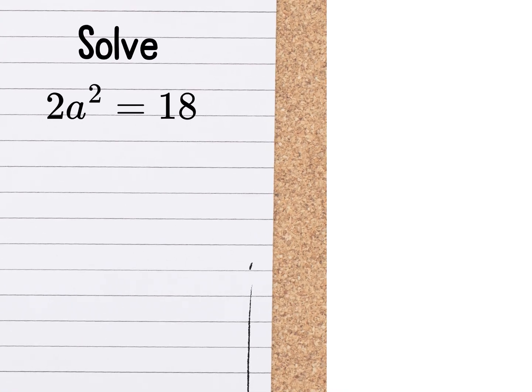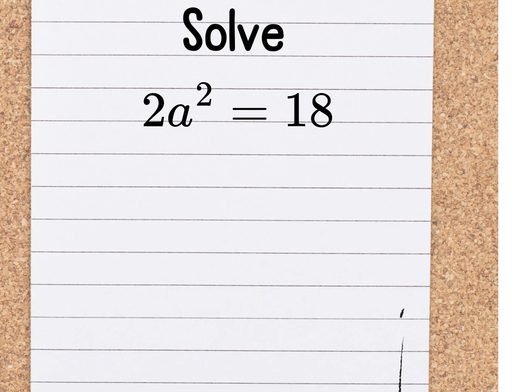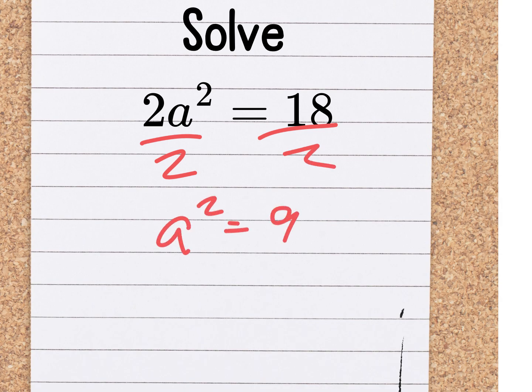So let's practice it. Is there any add or subtract I could do that would make this better? Nope. Then you move up to multiply or divide. Is there any multiply or divide I could do to make this better? Yes. What could I do? Divide by 2. So a squared equals 18 divided by 2 is 9. Square root, square root.